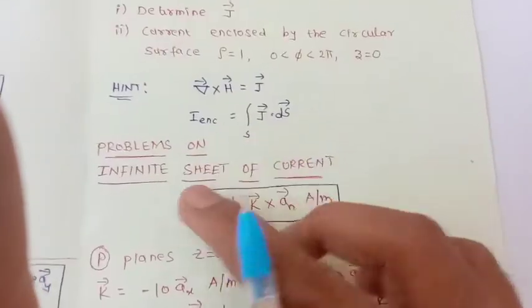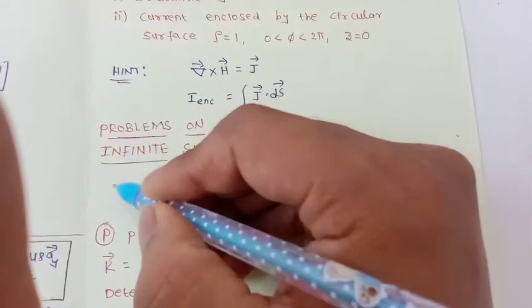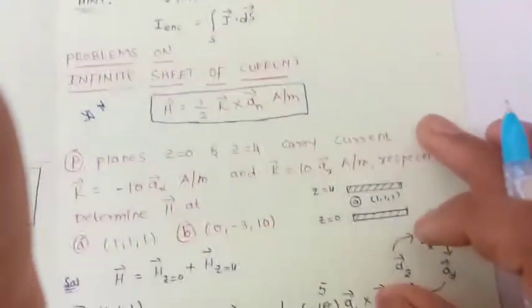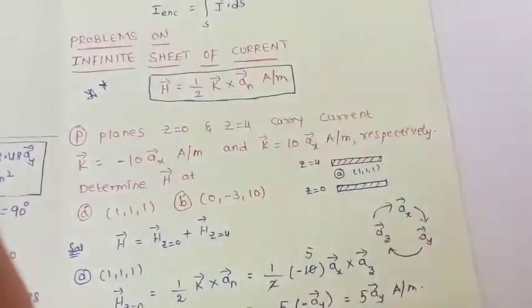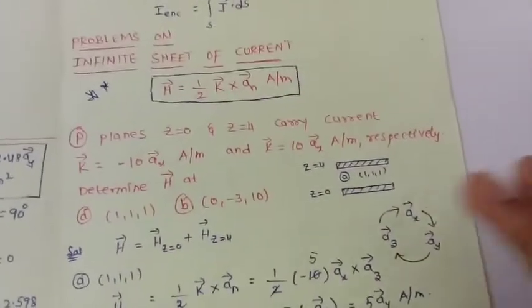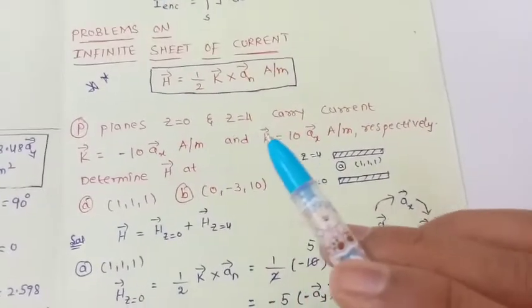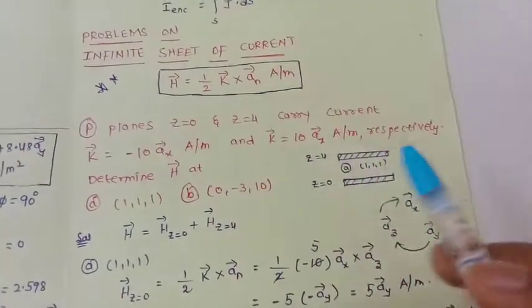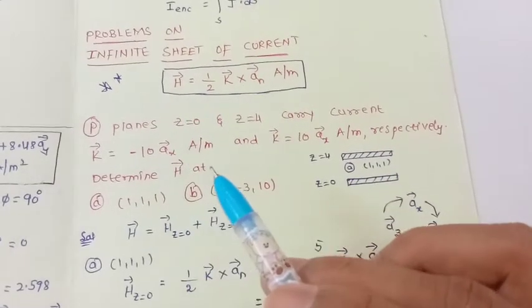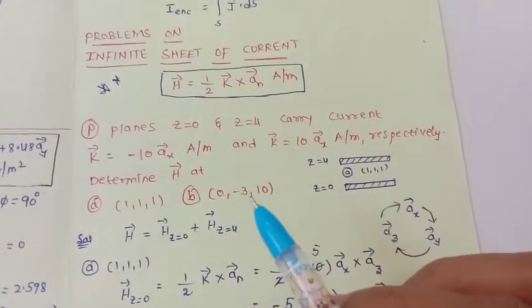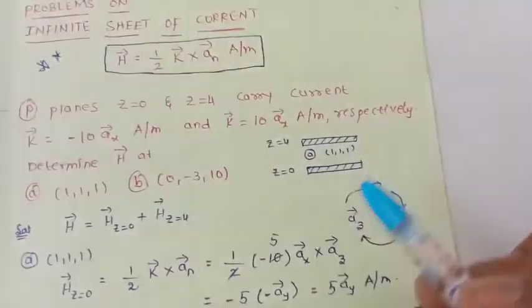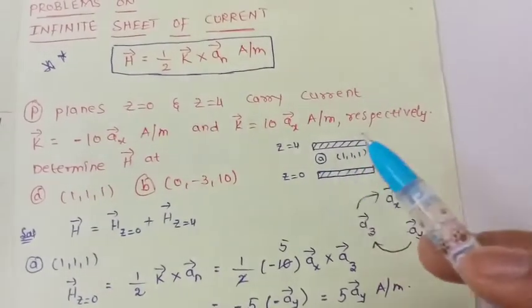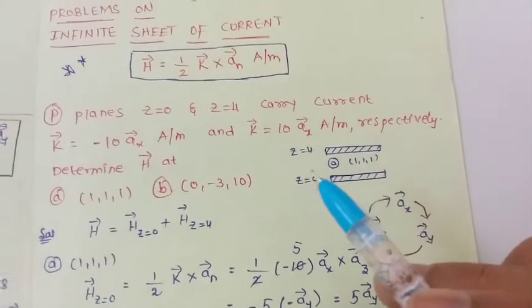Is it clear? Now problems on infinite sheet of current, very important for your external point of view. Observe very carefully. They have given two planes. The planes z is equal to 0 and z is equal to 4 carry current of this value and this value respectively. We have to find the magnetic field intensity at this point and at this point. Observe that these are the two planes they have given. I have considered this plane and this plane, z is equal to 0 and z is equal to 4.